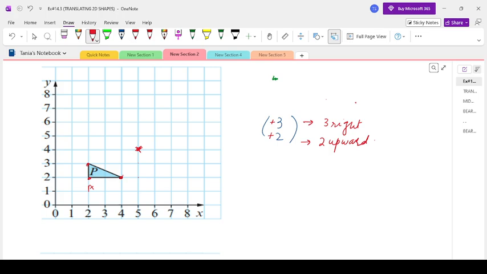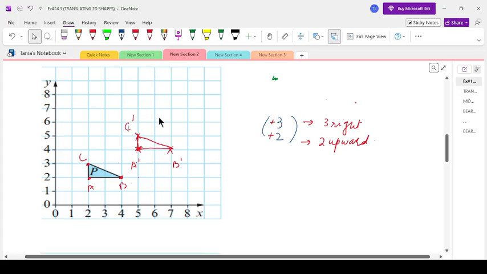Then we have this, we are translating this point 3 right, 1, 2, 3, and then 2 up, 1 and 2. So if this point is B, then it will be B dash. Then we translate this point 3 right, 1, 2, and 3, and 2 in the upper direction, 1 and 2. So we have to join all of these points to make a translated shape. If this is A, B and C, then it will be A dash, B dash and C dash. So we have just translated this figure using the column vector (3, 2).